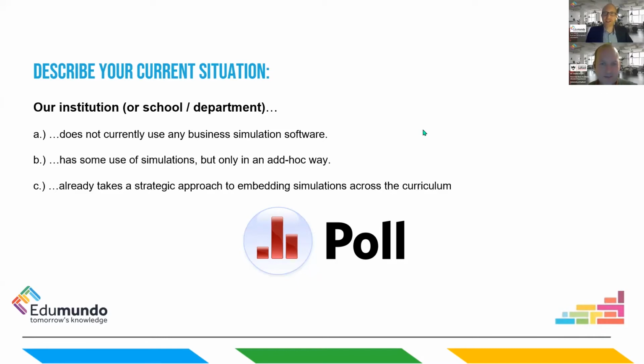Okay, so the question is, describe your current situation. A: Our institution or school department does not currently use any business simulation software. B: Has some use of simulations, but only in an ad hoc way. C: Already takes a strategic approach to embedding simulations. So just give that a minute. And so far, it's 100% B.